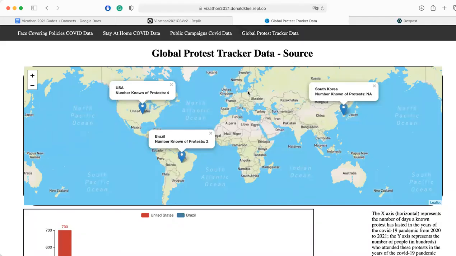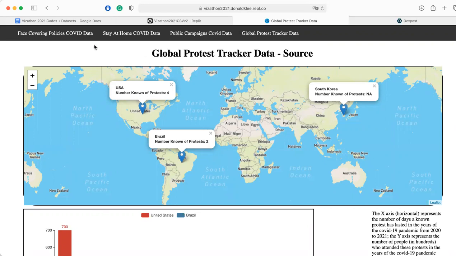Prophecy analyzes COVID-19 policies in relation to protests from three countries, the US, Brazil, and South Korea. We focused on these policies from January 2020 to July 2021. All links to the data are right here. And our purpose is to show the effectiveness of these policies and protests side by side as the pandemic progressed, since vaccination rates and death rates do not necessarily mean that a policy worked.